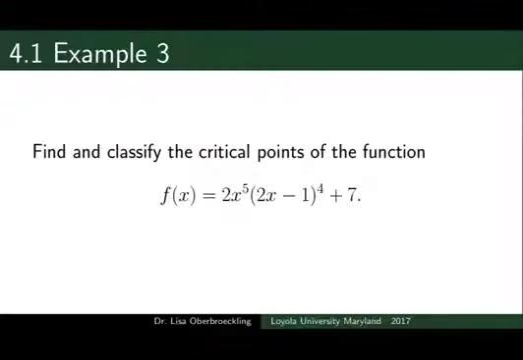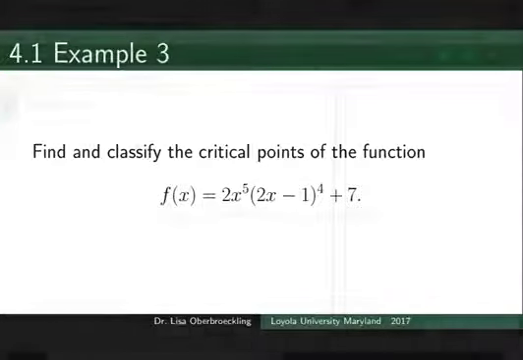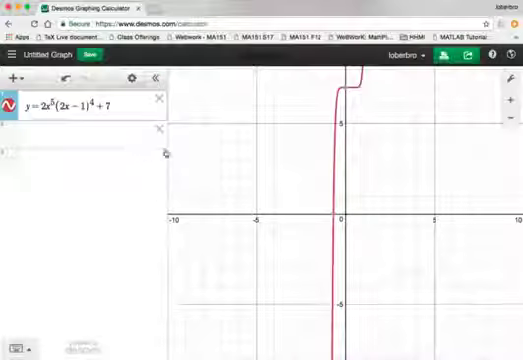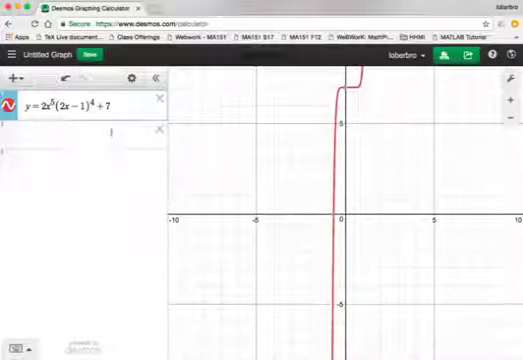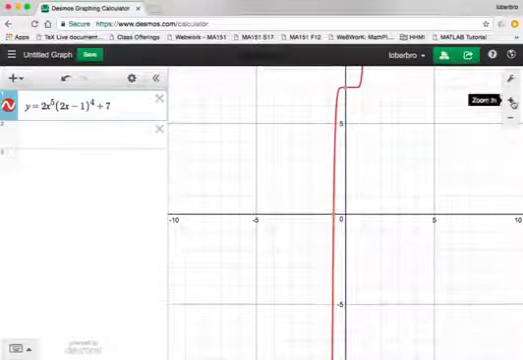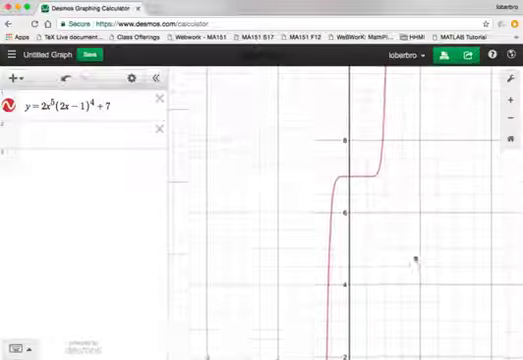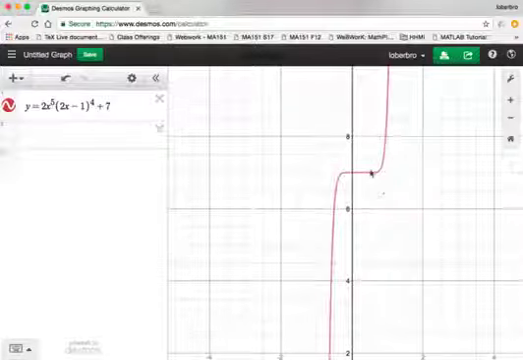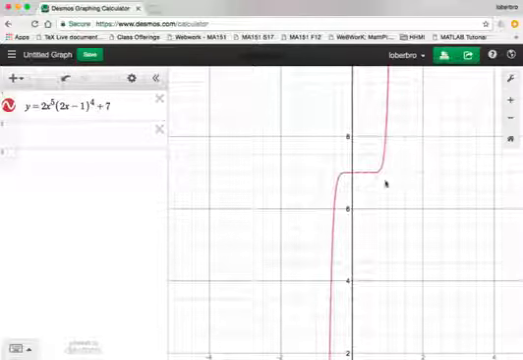In this example, we want to find and classify the critical points of f of x equals 2x to the fifth times the quantity 2x minus 1 to the fourth plus 7. If we look at this function on Desmos, it doesn't look like we have any local extrema. And if we played around with zooming in and zooming out, it might take us a while, and we aren't even sure if we would get the exact locations of these local max and min.